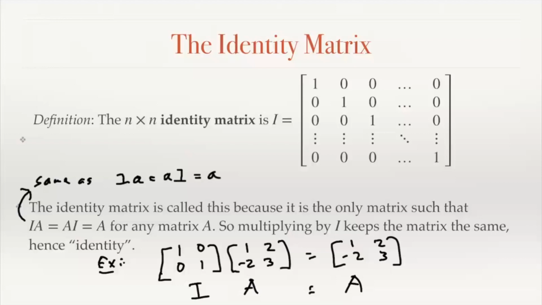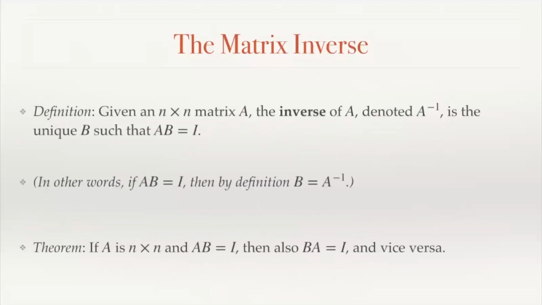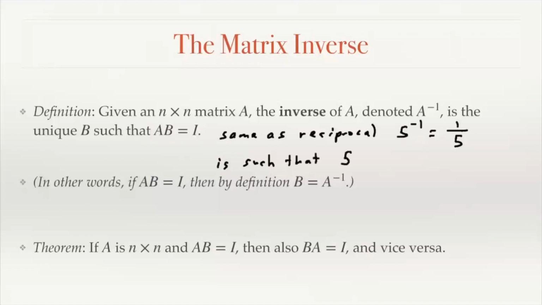So the identity matrix is to matrix algebra what the number 1 is to arithmetic. And given an n by n matrix A, the inverse of A, denoted A inverse like this, is the unique B such that AB is equal to I. And you can think of this as like the reciprocal. So 5 to the power of -1 is 1 over 5. And if you multiply any number by its reciprocal, so 5 times the reciprocal of 5, it is equal to 1. So that's one analogy for it.